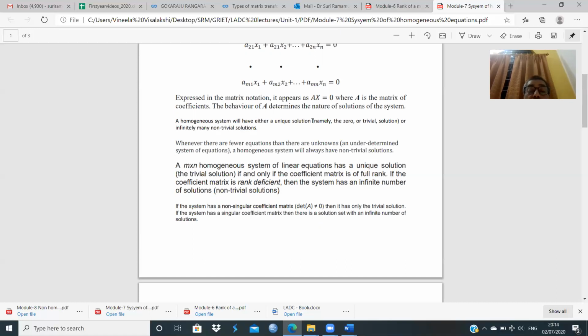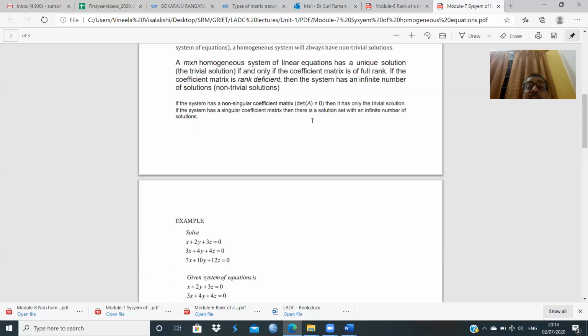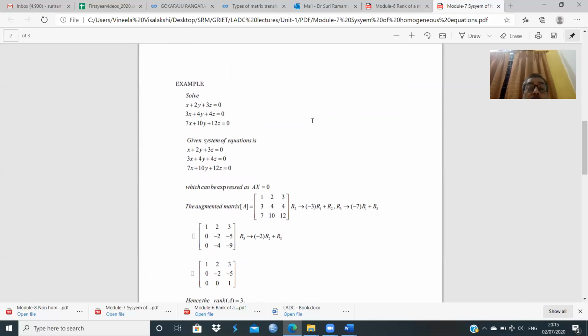Of course, we can also look at many other ways of understanding the behavior of such a system. So when we have a full rank coefficient matrix, then we'll be left only with the trivial solution. And of course, the trivial solution is not interesting at all. But if we have a rank deficient coefficient matrix, then we'll have infinitely many non-trivial solutions. So the basic idea is, once you're given a system of homogeneous equations, you first record the coefficient matrix, and then using row operations, you reduce it to the echelon form.